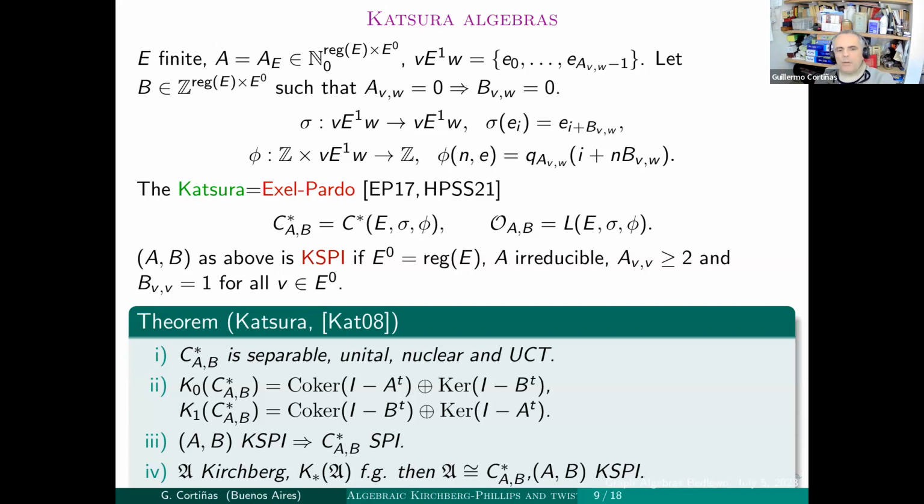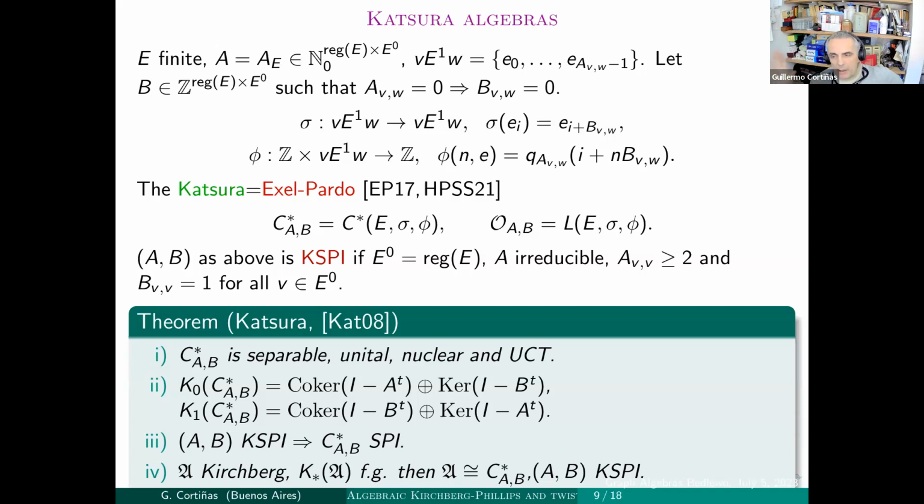Okay, so the KSPI conditions are sufficient, but not necessary, to get that the algebra be simple purely infinite. In fact, Exel and Pardo characterized this. The Katsura algebras, and more generally the Exel-Pardo algebras, have a groupoid model. So they are the C*-algebras of some groupoid.